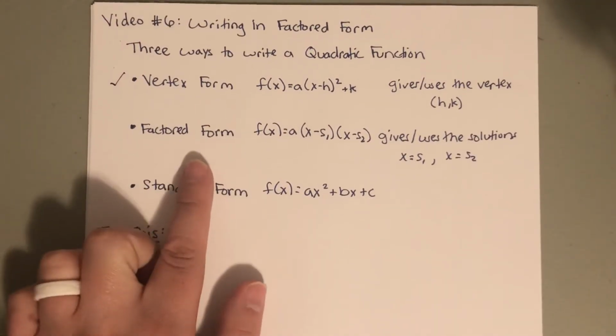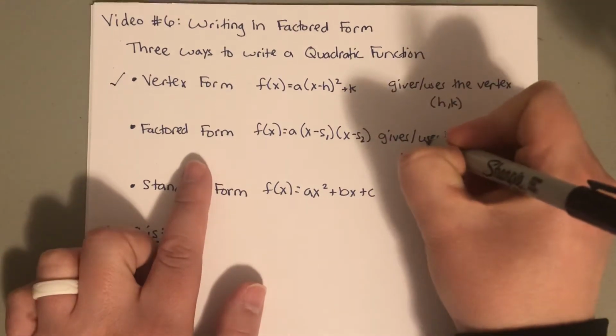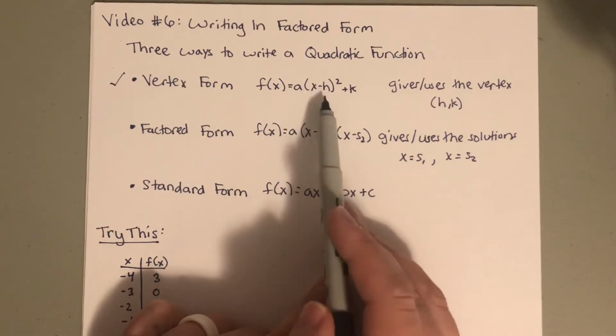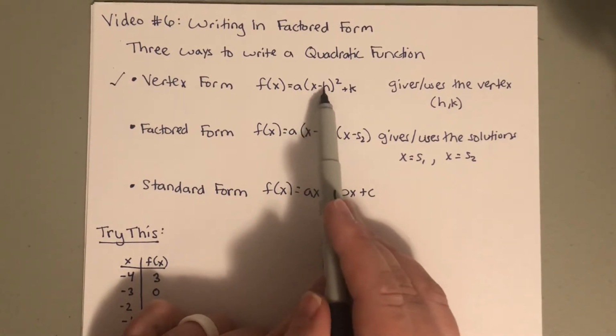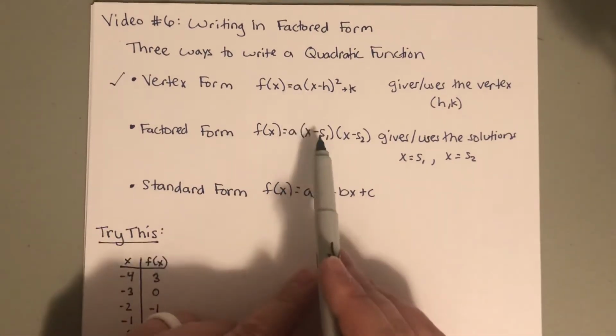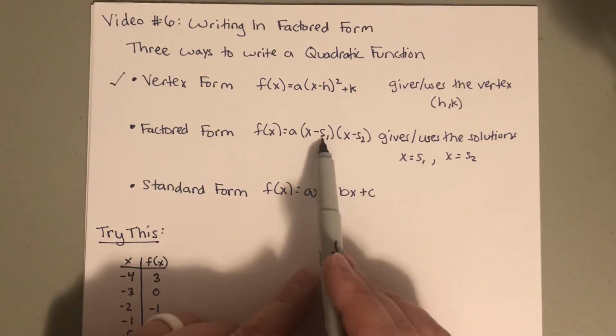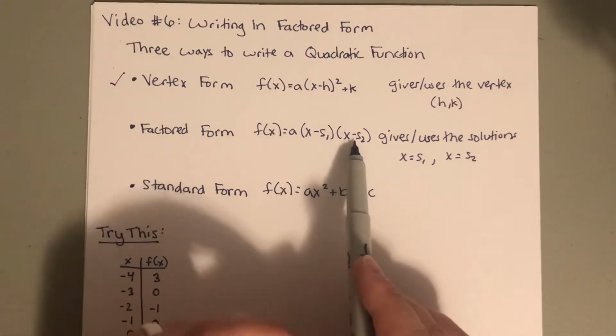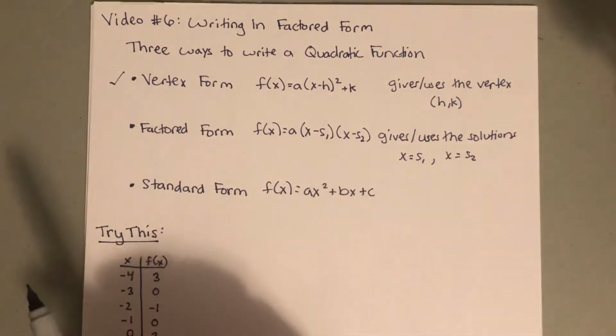The next one is factored form. And just like vertex form gives us or uses the vertex to write it, factored form either gives us or uses the solutions. And the solutions are here and here. Notice that just like with the x-coordinate of the vertex, there was a minus before it, minus h, which means it's always going to look like the opposite of what it actually is. The same with both of the solutions. There's a minus before each of them, which is going to make the solutions also look like the opposite in the equation of what they actually are.